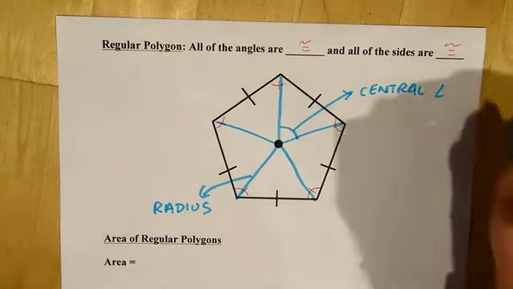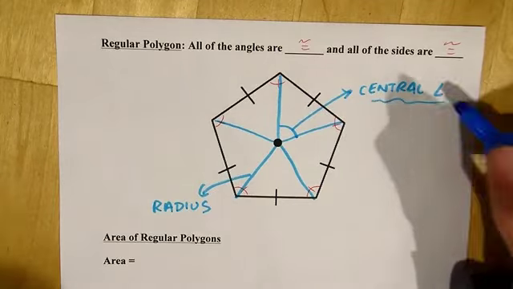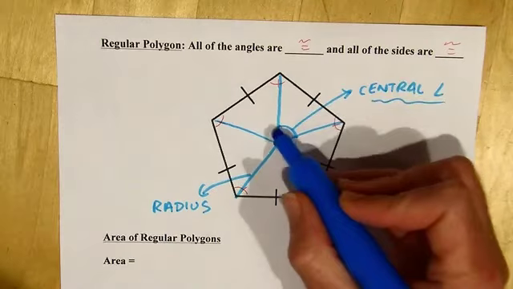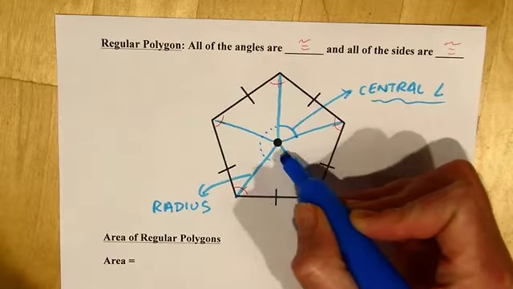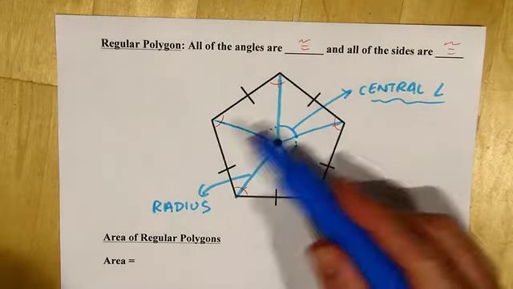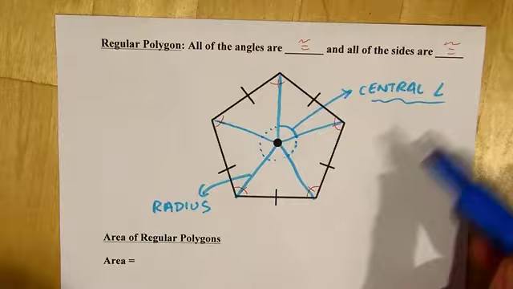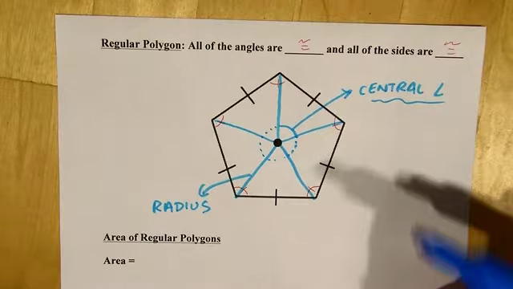Okay? And you can always find the measure of a central angle because if you think about all 5 of these slices together, it's 360 degrees. So I've got 360 total degrees, and since all of those triangles are congruent, it means it's just going to be a fifth. One central angle is going to be a fifth of 360.